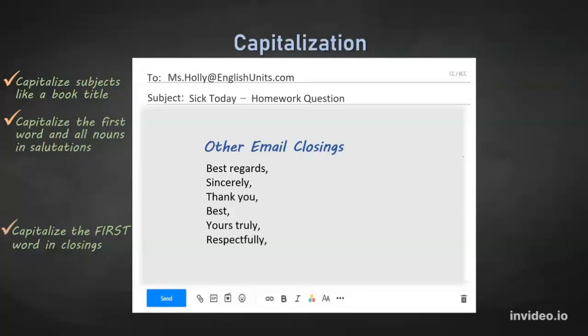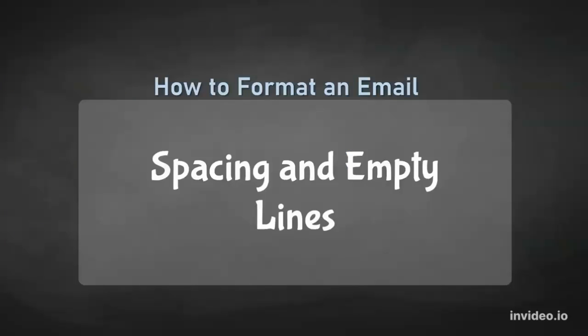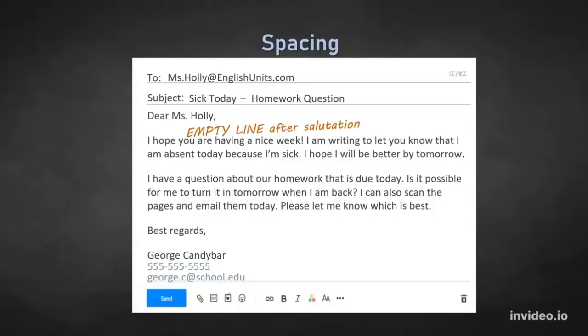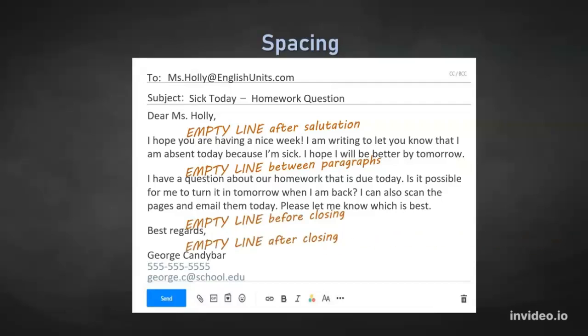Now we've reviewed capitalization, let's look at where we need to leave empty lines and spaces in your emails. First, leave an empty line after your salutation. Always leave empty lines between paragraphs. Leave 1 empty line before your closing and 1 empty line after your closing. Notice, you do not need an empty line or a comma after your electronic signature.